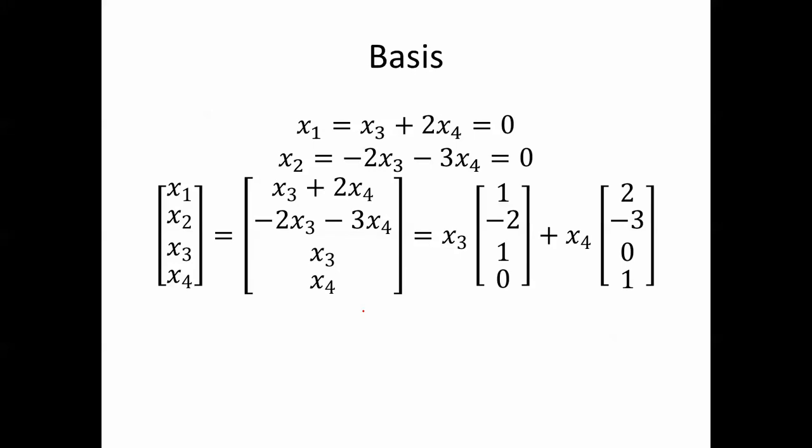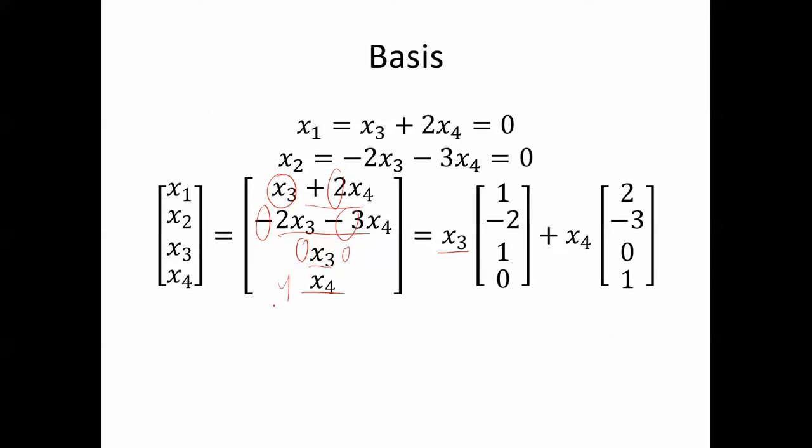So again, here are the equations. Let's write this as x1, x2, x3, x4. So we end up with this first equation, the second equation, x3 is x3, x4 is x4. So we can write it as x3 times this vector, 1, negative 2, 1, 0, plus x4 times this vector, 2, negative 3, 0, and then 1.